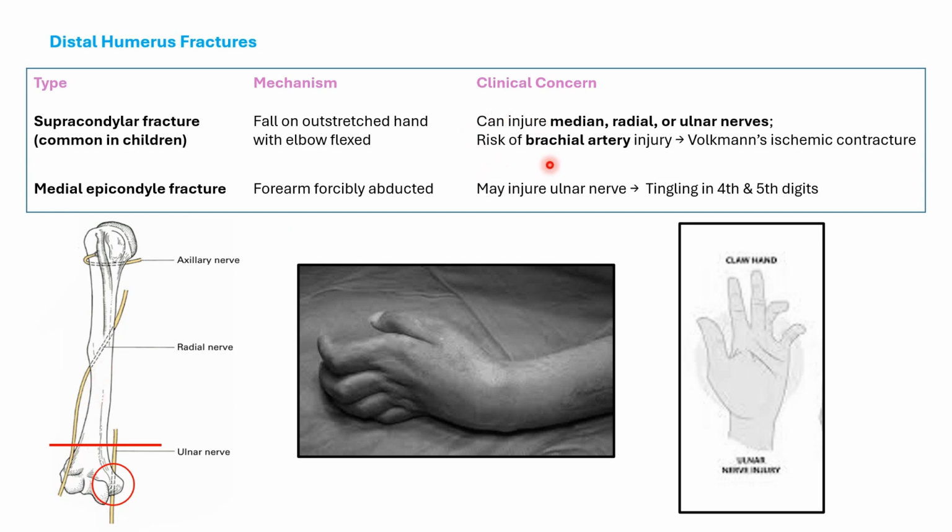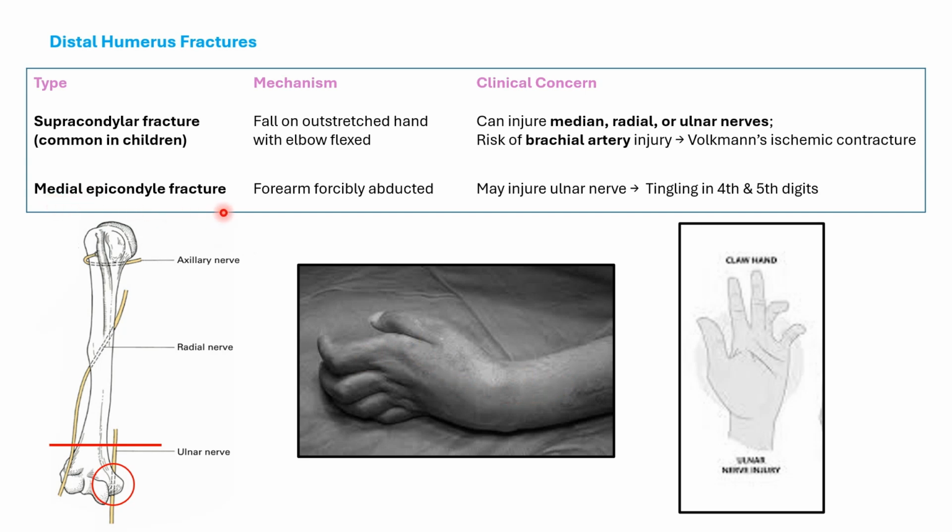Okay, if there is damage to the brachial artery, it leads to Volkmann's ischemic contracture. Volkmann's ischemic contracture means there is loss of blood supply to the forearm and the forearm muscles become fibrosed. So it leads to contracture like this.